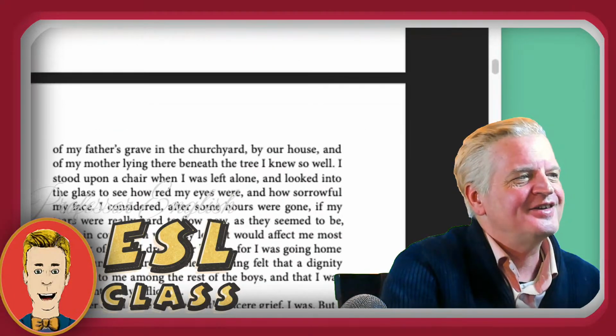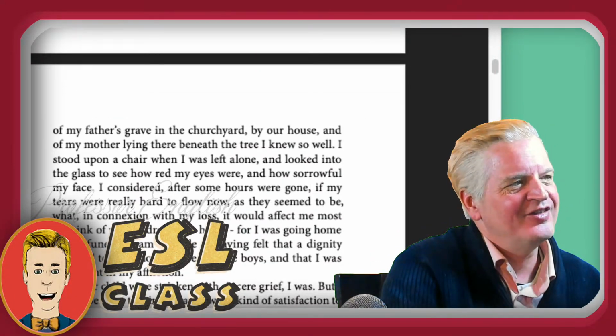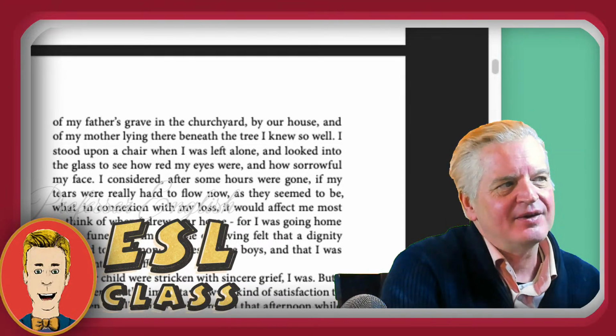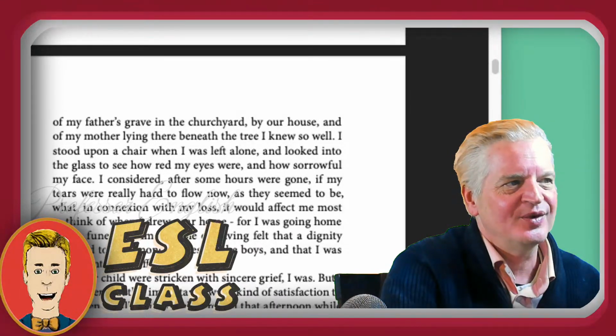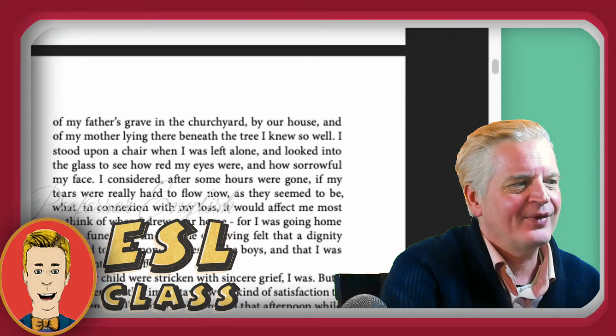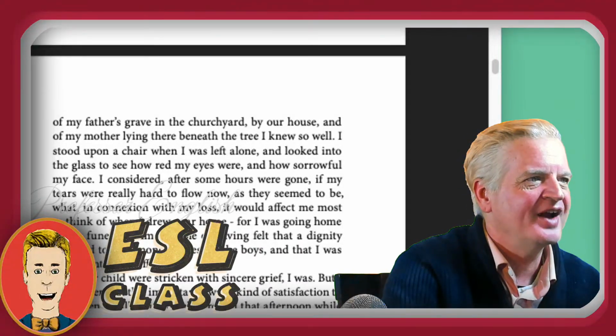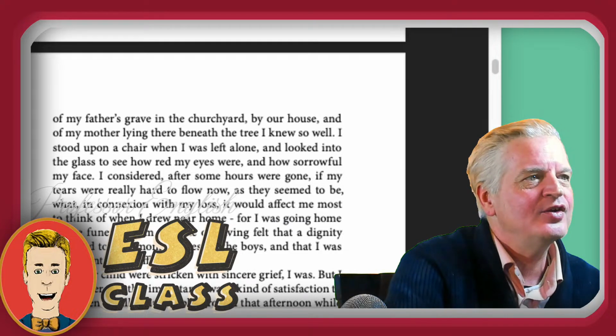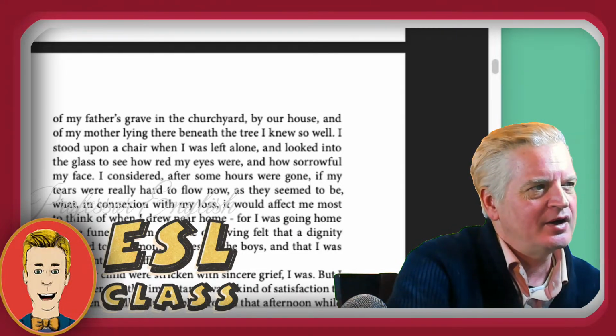I thought of my father's grave in the churchyard by our house, and of my mother lying there beneath the tree I knew so well. It's funny because this morning we were practicing the word beneath, which means under the tree I knew so well.